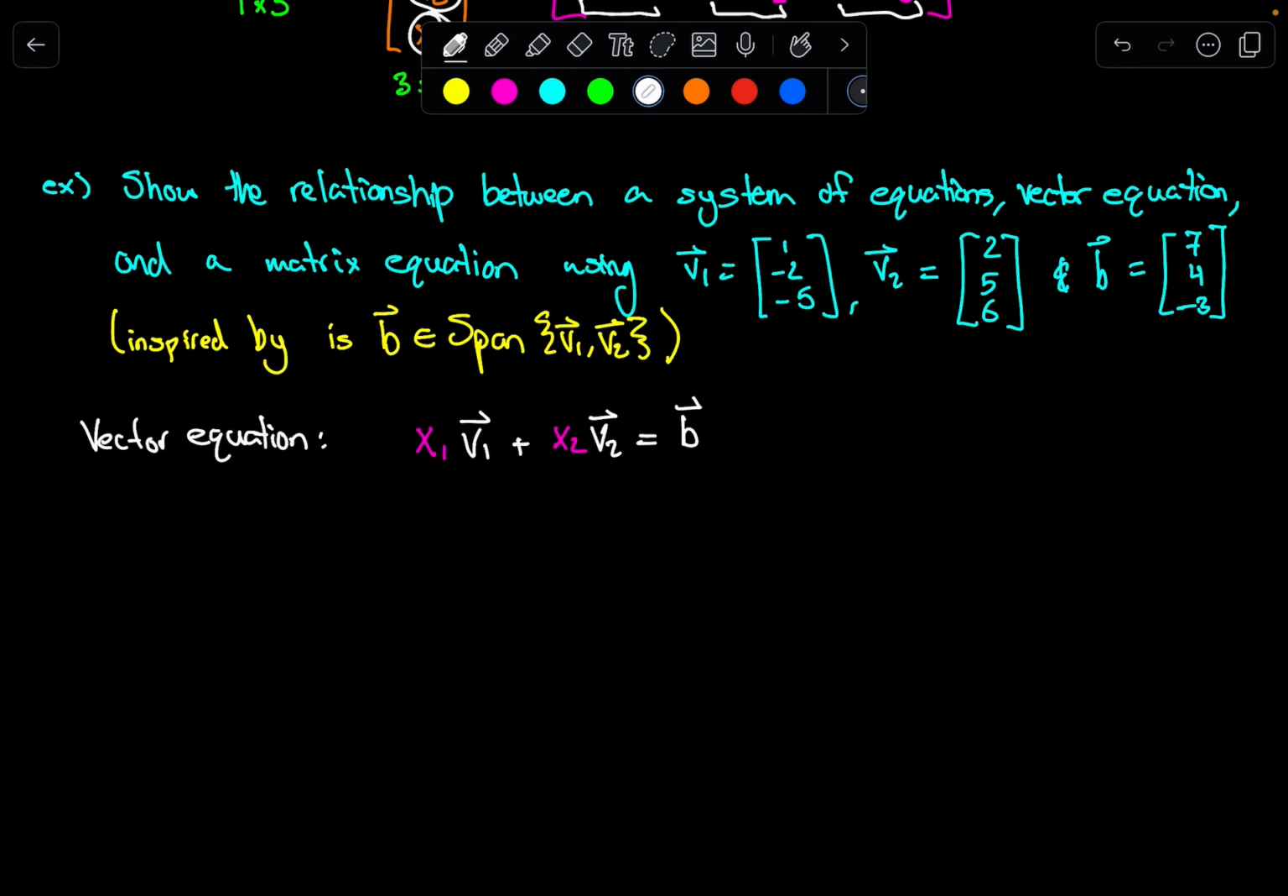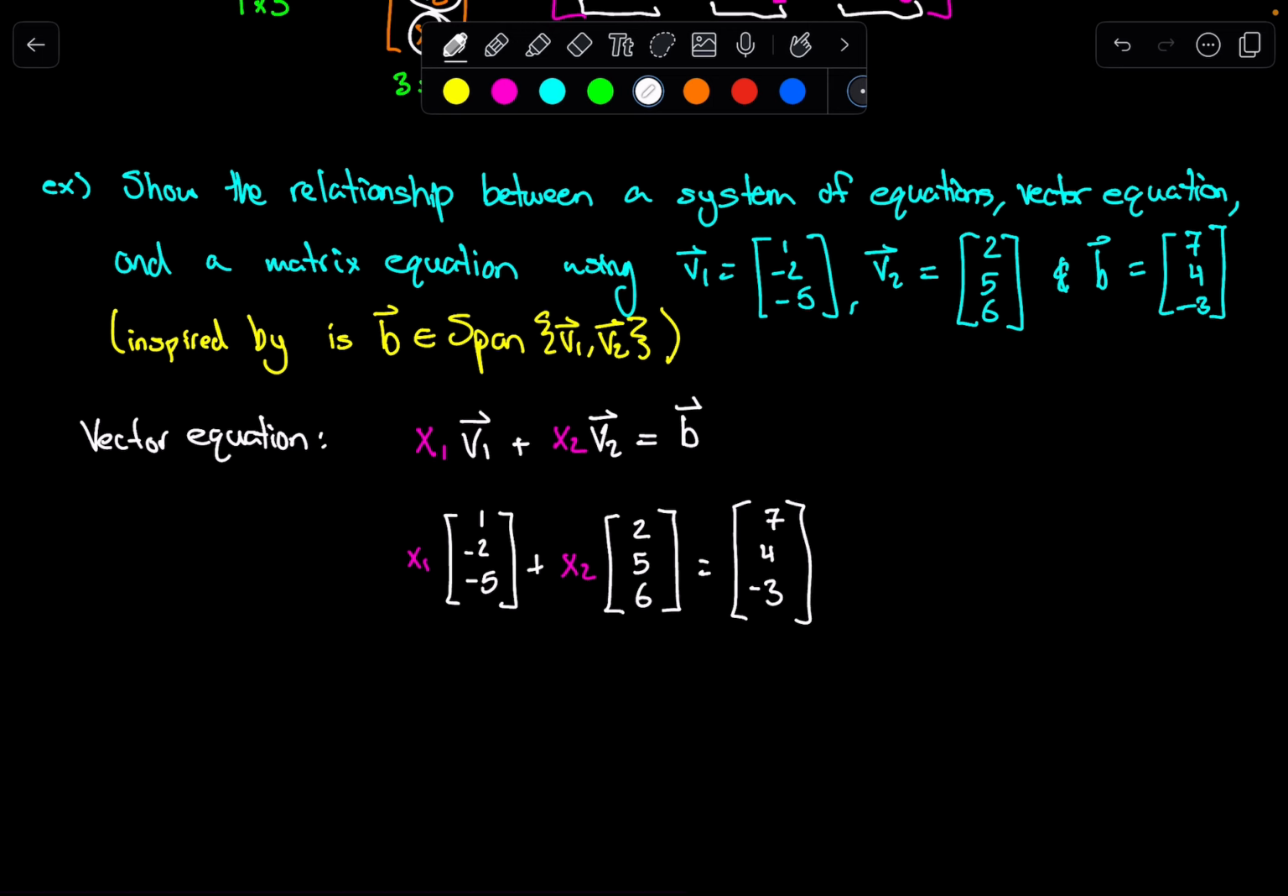Okay, and then we expanded this vector equation a little bit. We wrote it out using the vectors themselves: 1, -2, -5, plus, for the vector v2, we had 2, 5, 6, and then 7, 4, -3. And we basically got to the point where we combined these, and eventually we got a system of equations. And the system of equations that we got was x1 plus 2x2.